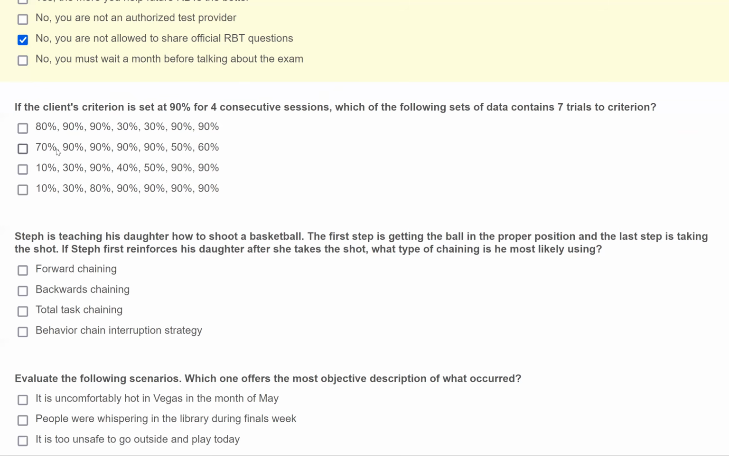B: 70%, 90, 90, 90, 90, 50, 60. Now, we did get 4 consecutive 90%, but what's the issue? Well, it only took us 5 trials to get there. This set of data, there's only 5 trials to criterion. We need a set of data with 7 trials. C: 10, 30, 90, 40, 50. Same problem with A. We don't have 4 consecutive sessions at 90%.